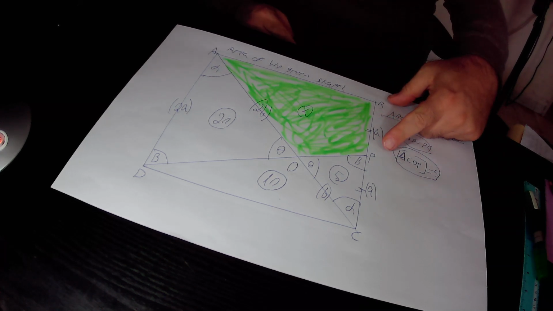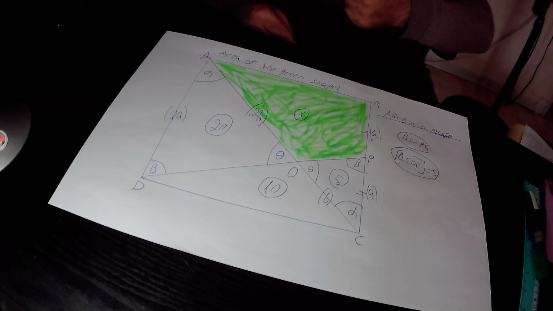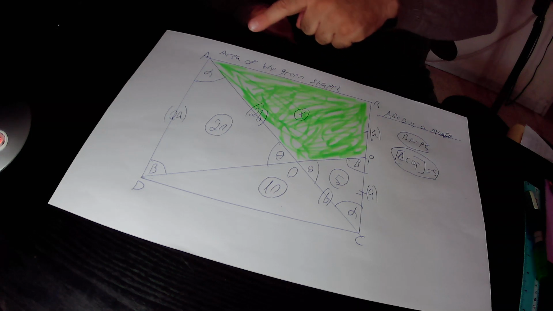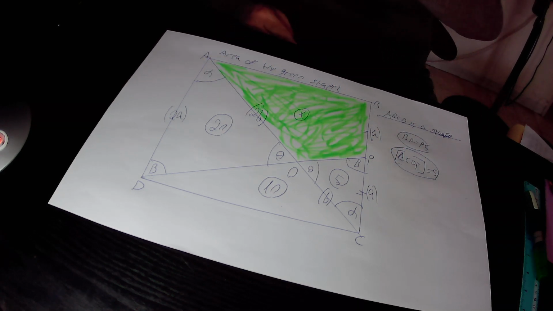First of all, we define the length of this line segment BP as A. Therefore, PC must also be equal to A because they are equal to each other. We know that all the sides of any square are equal to each other. Therefore, BC equals AD. But BC is 2A, therefore AD must also be equal to 2A units in length.